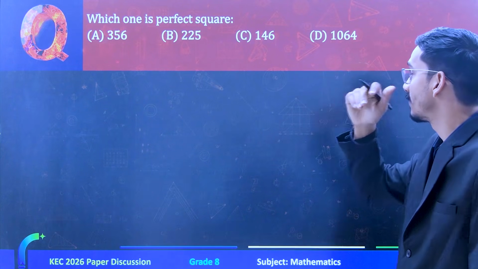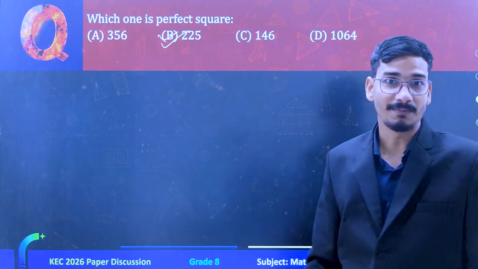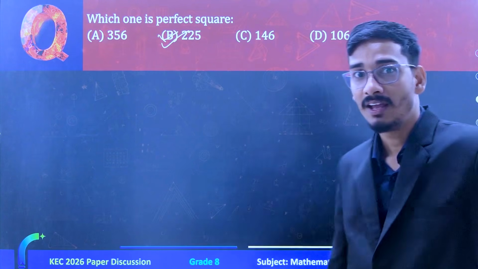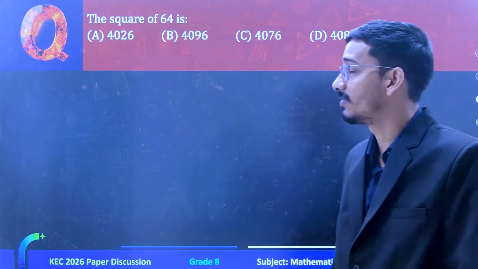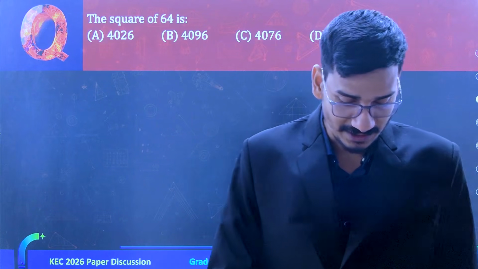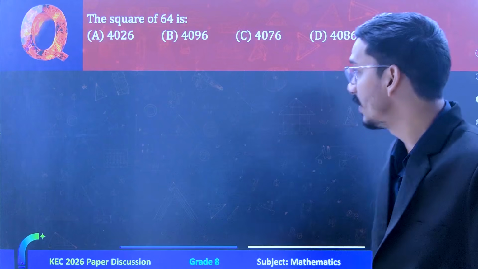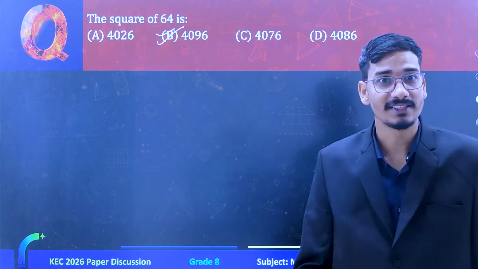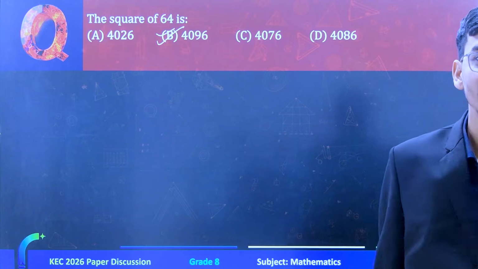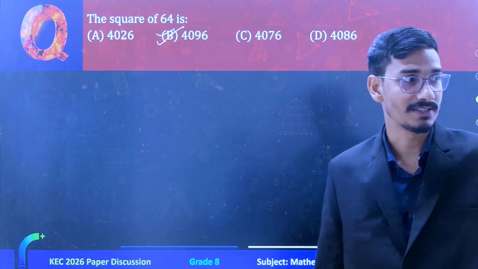Which one is a perfect square? Simply it's looking, na. It's 15 square. Now moving to the next one. The square of 64. Multiply, beta, what will we get? 4096. Simply 64 into 64 will get 4096.